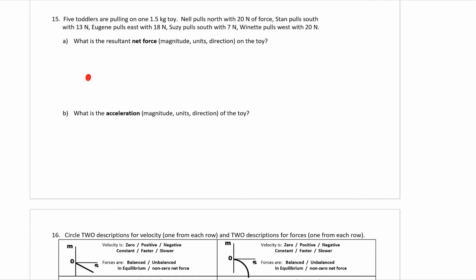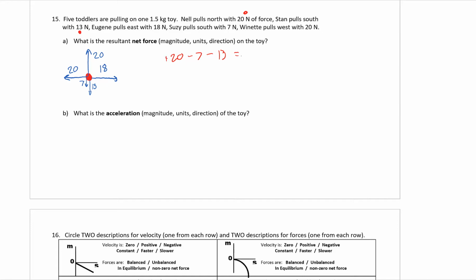So let me do that. Here we go. Just assume all of these units are in newtons. So you have 20 north, 13 south, 18 east, 7 more south, and then 20 north. What happens is all the north vectors and the south vectors cancel with each other. So what you have is 20 north, and then 7 south and 13 south. So minus 7, because pulling 7 south, and then 13. You're also moving south. Let's say north is positive, south is negative.